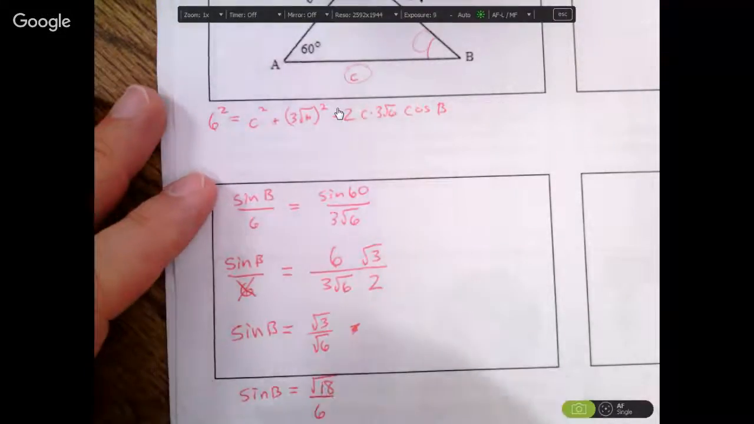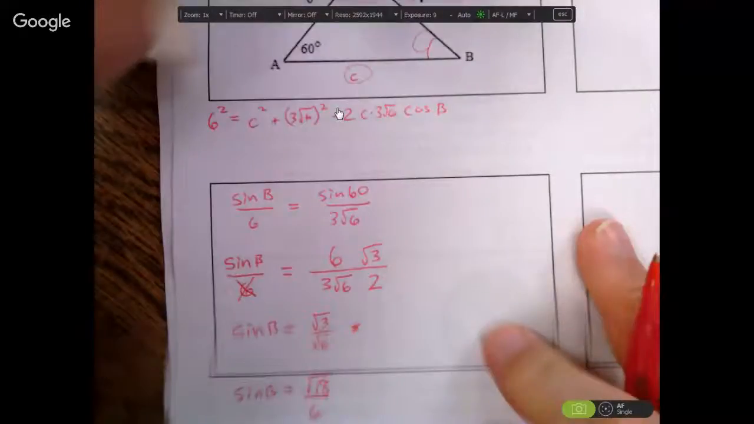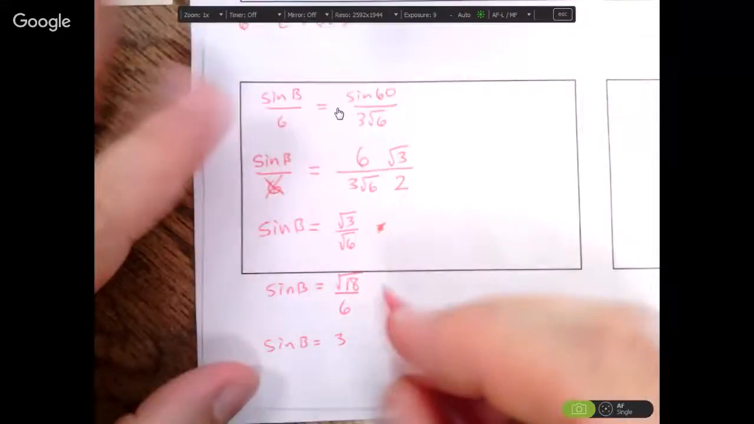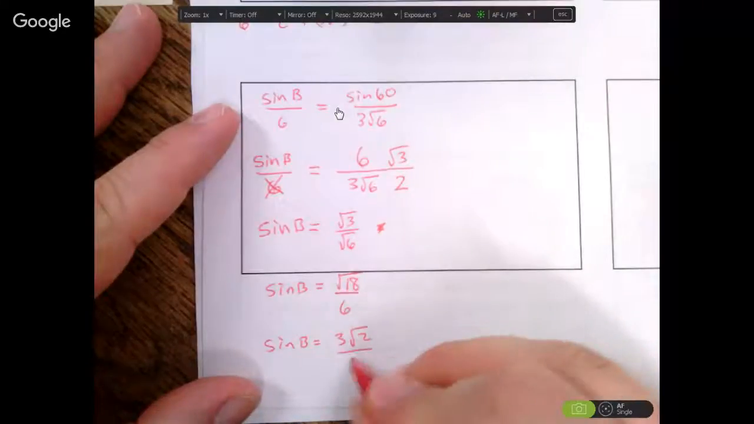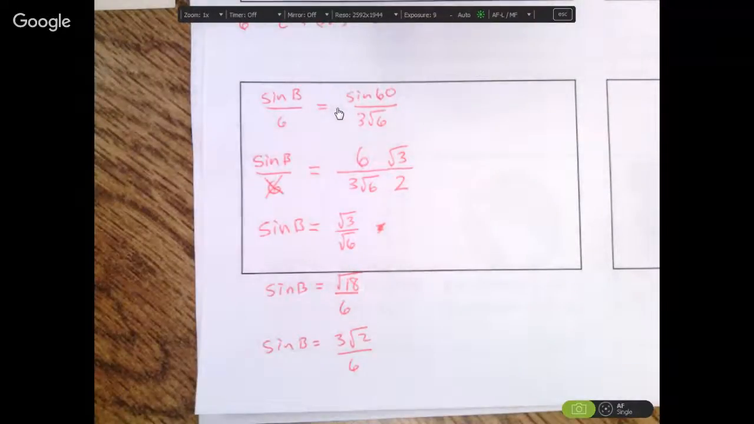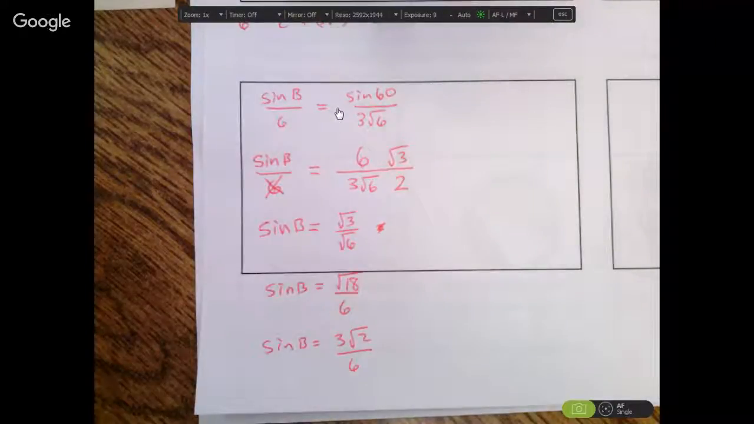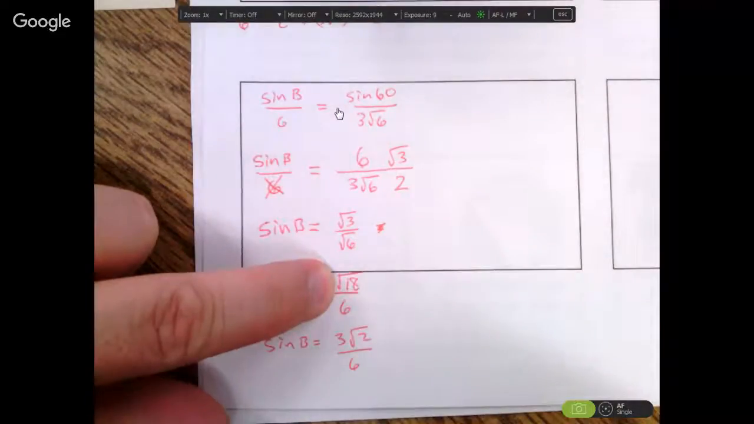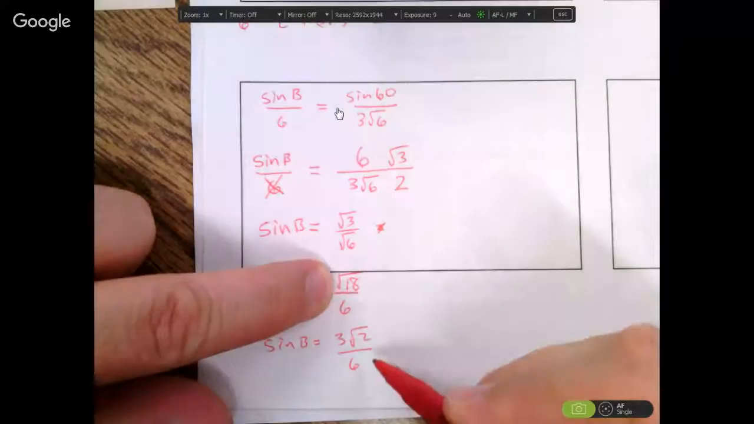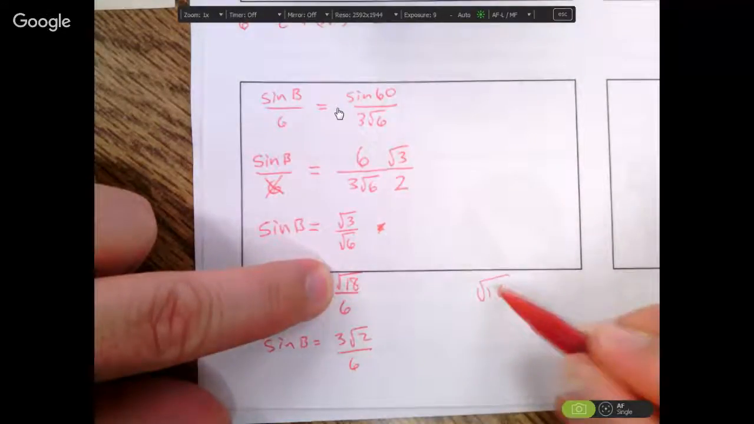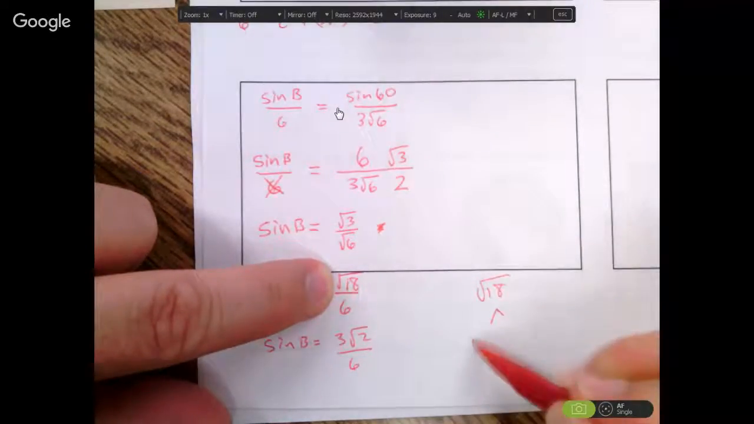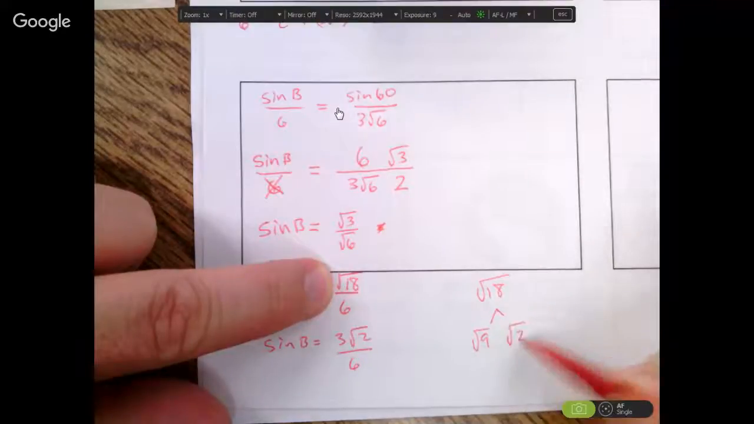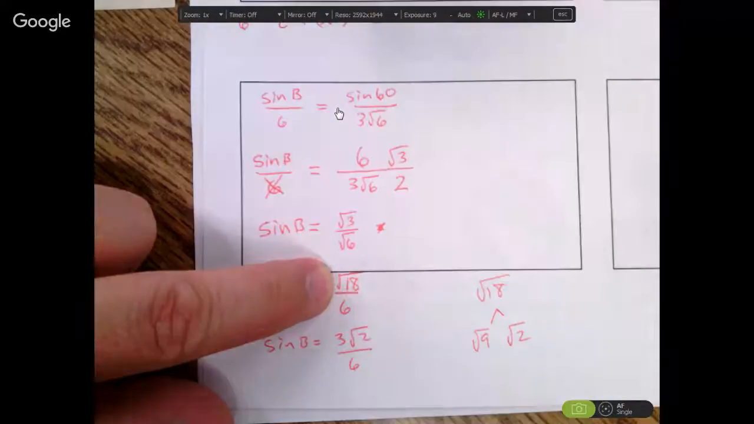So it would be sine of B equals 3 radical 2 over 6, which is radical 2 over 2. So 2 over 2. Are we okay with this step? Wait, no. Radical 18 is the same as radical 9, radical 2. Because we multiplied 3 times 2.